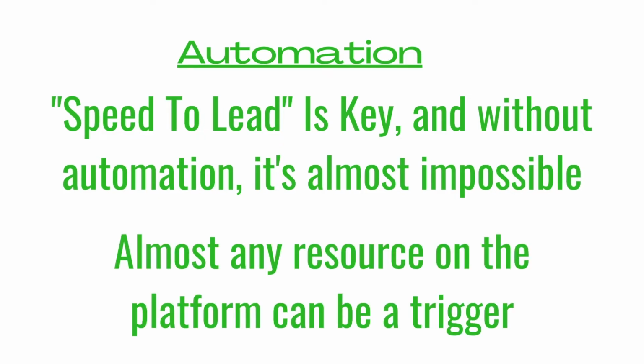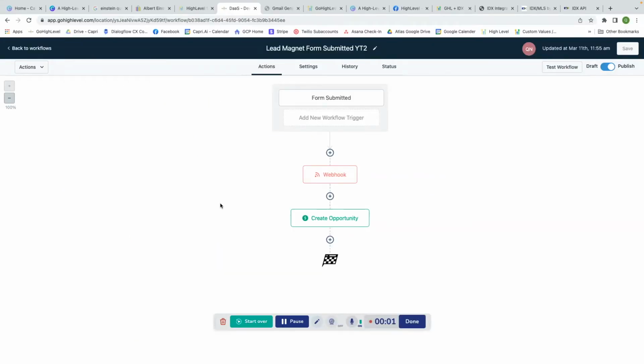And the beautiful thing is, almost any resource on the platform can be a trigger. So that means when a form is filled out, when somebody responds, when a call is made, anything at all that exists on the app can be used as a trigger within the automation. So let's look at what that actually looks like. Now, their workflow builder is basically the core of the automation part of their platform here.